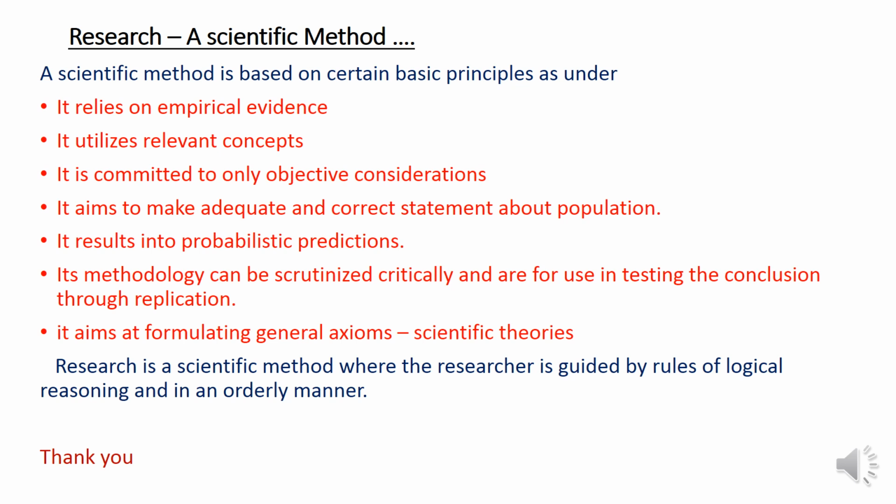Third one, it is committed to only objective consideration. So we are making a study regarding some objective aspects. It aims to make adequate and correct statement about the population. We are conducting a study on selected sample and we make conclusion regarding the population. So the samples are selected in a scientific manner. It results in probabilistic prediction. We can make some scientific prediction based on a good research.